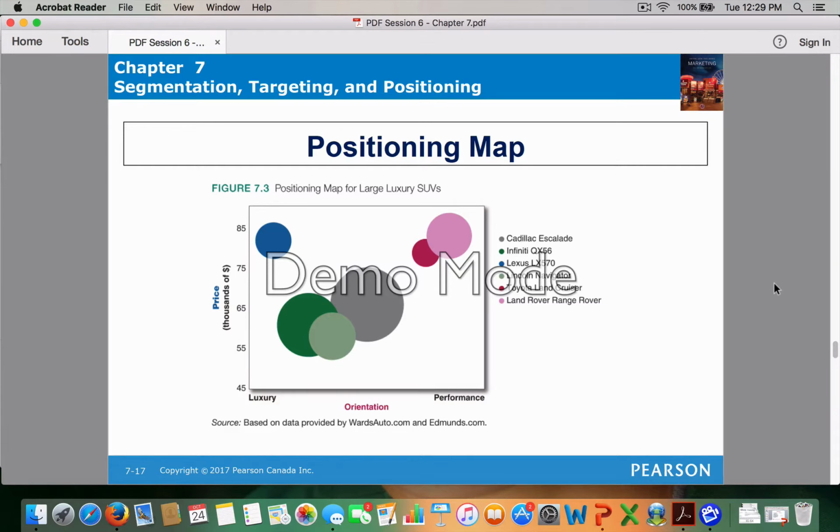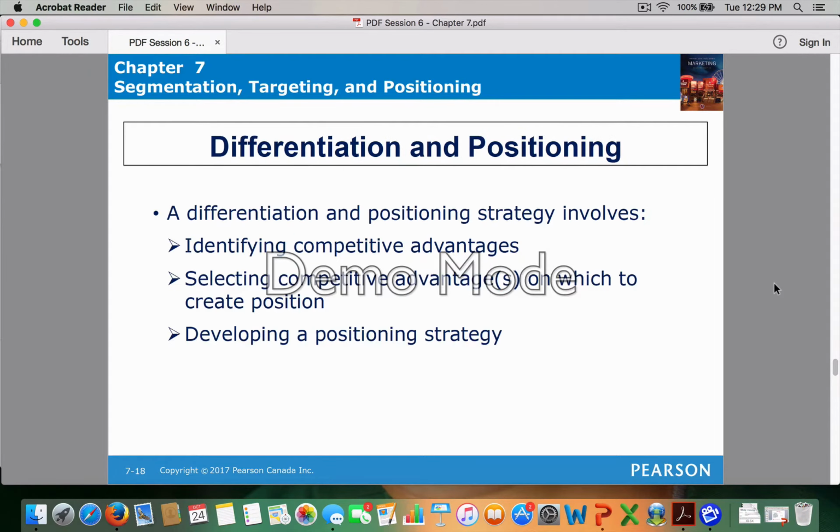So you can create these positioning maps for any product category, and they're actually very useful in helping you best understand who it is that you're really competing with and who kind of looks like they might be your competition, but in actual reality, once you look at the map, they're really not anywhere near where you are on the map when it comes to positioning.